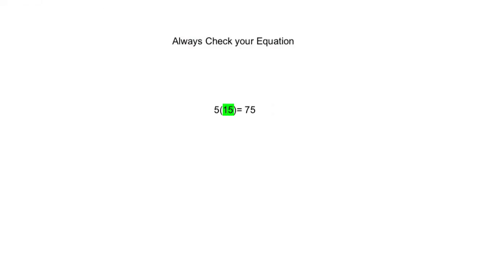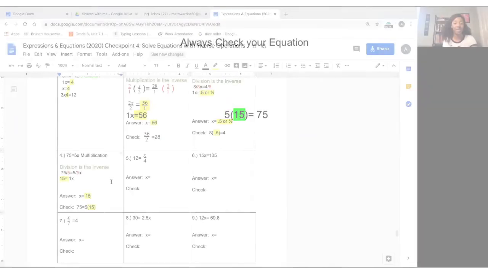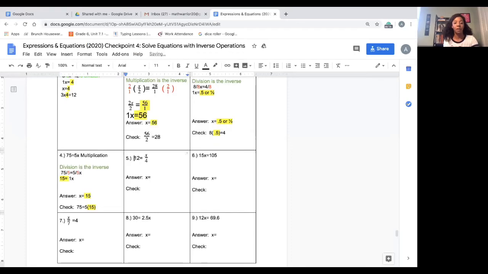I can multiply out 5 times 15, which gives me 75. Let's go to the next problem. We have 12 equals x divided by 4. We're doing division for this problem because a fraction means divide.